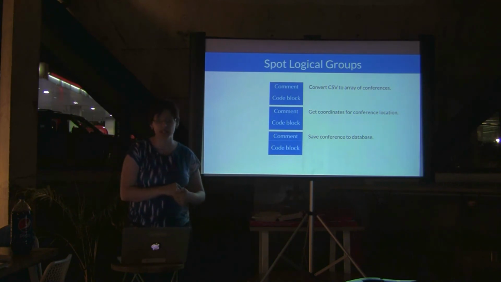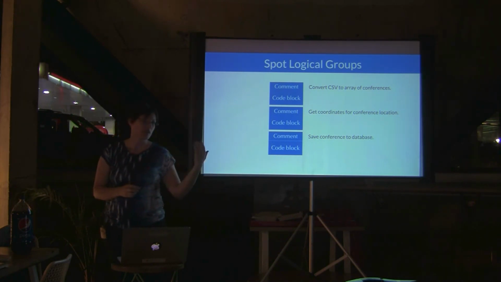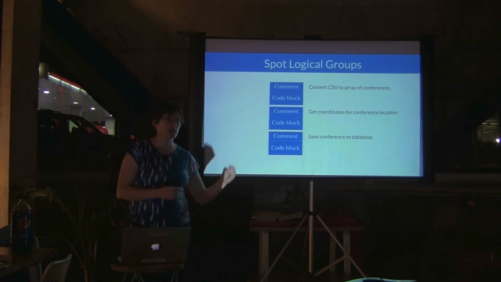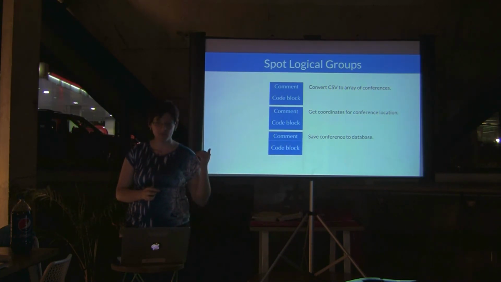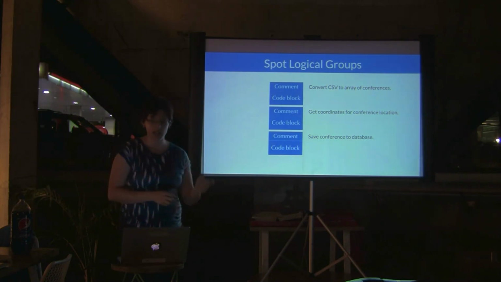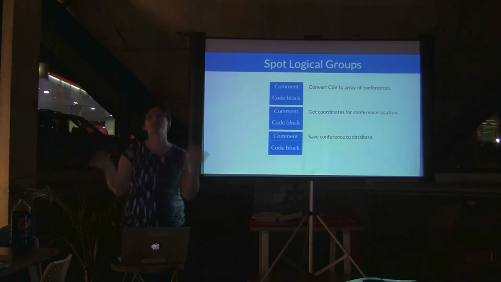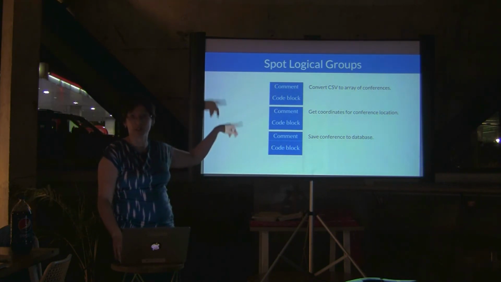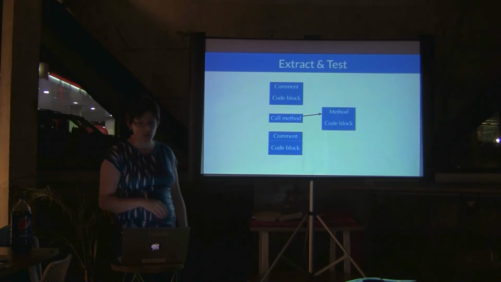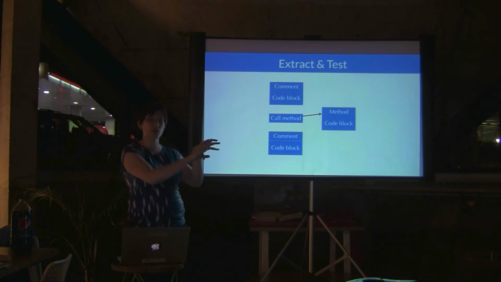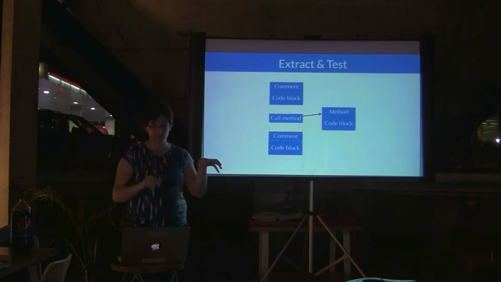Let's say we're doing a script that parses a CSV of user groups, or conferences, and it gets their location, their coordinates on the map based on the address. And from there, it saves it to a database, and now you can display them on a map and see, oh, here are all the conferences around you. So these are the comments that are written on top of these blocks. So what you do is you grab, as I said, that part, and you put it into its own method, and you call that method.